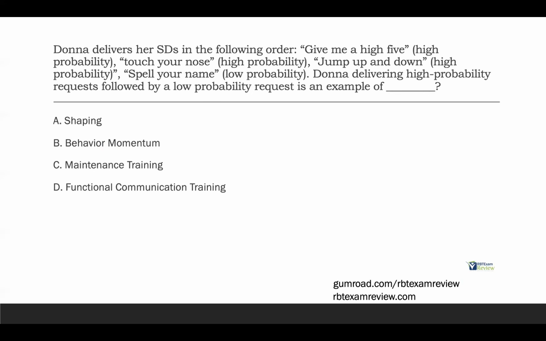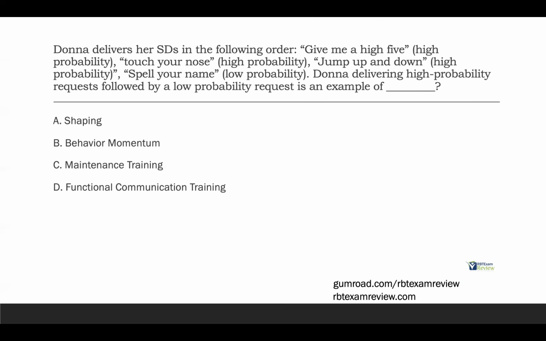Remember, we're always trying to answer what the question is asking based on the information given. They've already given us the answer that it's a high probability request sequence, so we're looking for something else. What is this an example of? Is Donna shaping a behavior? Well, no, because shaping is reinforcing approximations of a behavior, small bits of the behavior, until we reach that terminal final behavior. So it's not shaping. Is it behavior momentum? Yes, right? We're gaining behavior momentum through this high P sequence.